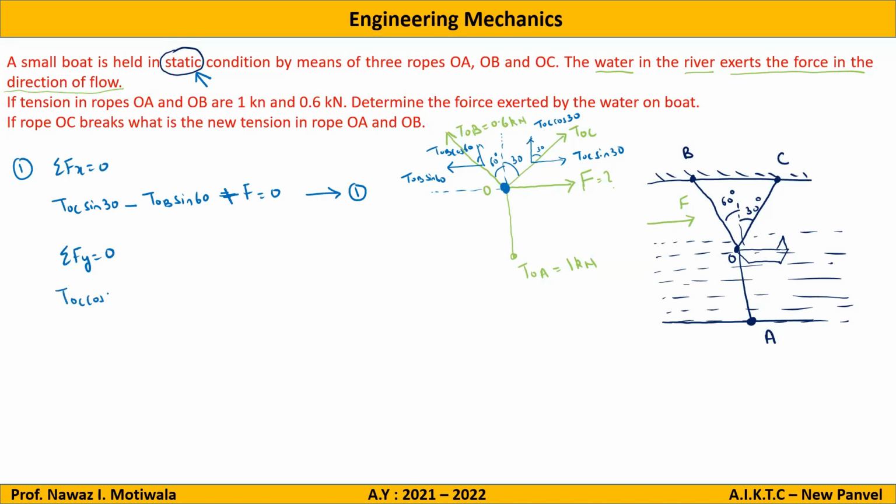TOC cos 30. OK, और क्या है? प्लस TOB cos 60 और कुछ माइनस TOA minus TO. TOA is equal to 0. Let this be equation number 2.